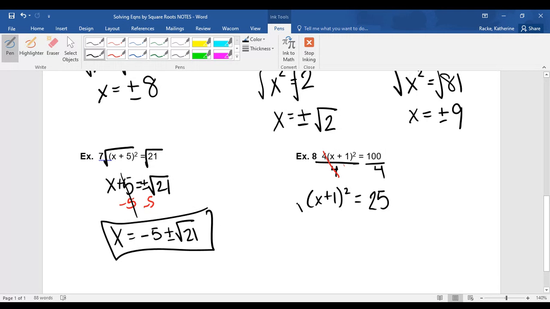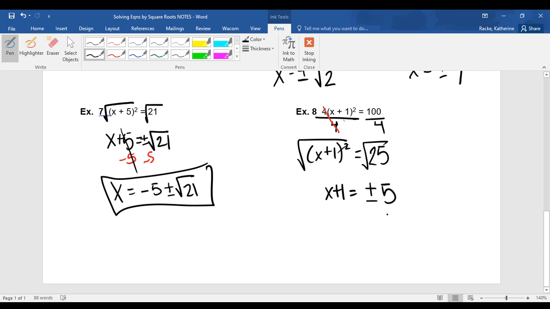Now I'm going to square root both sides because my squared is by itself. So my square root gets rid of my squared. I get x plus 1 equals the square root of 25, plus or minus 5. Okay, so now I need to move my 1 to the other side to solve for x. So subtract 1 from both sides.